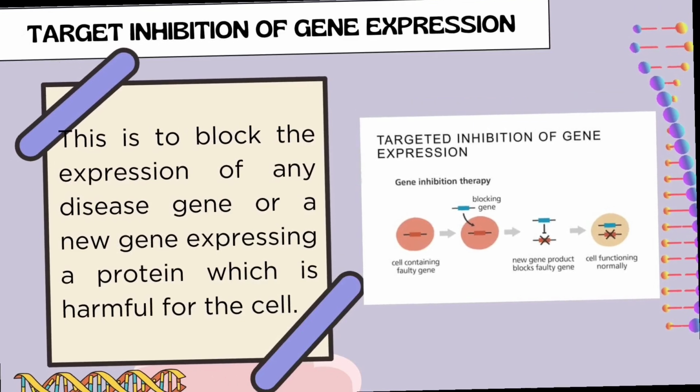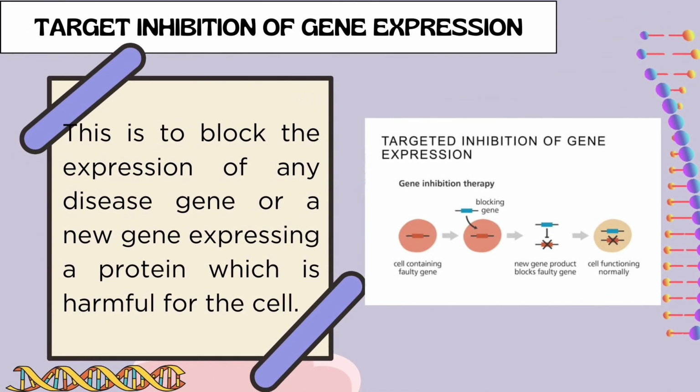Target inhibition of gene expression is to block the expression of any disease gene or a new gene expressing a protein which is harmful for the cell. Gene therapy inhibition is also a therapeutic approach that aims to reduce the expression of specific genes, particularly in treating diseases caused by a faulty gene, wherein a faulty gene is a gene that has undergone mutation, resulting in an altered or non-functional gene product.